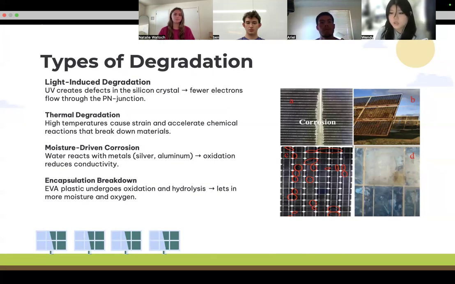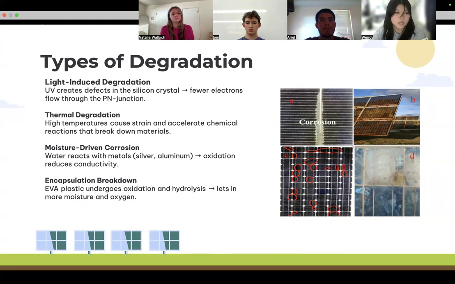And moisture is another important factor. When water gets inside, it reacts with metals such as silver or aluminum. This leads to oxidation, which basically means the metal loses electrons and begins to corrode, which reduces conductivity and makes it harder for the panel to carry current.